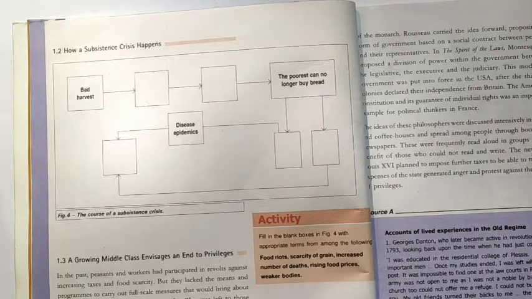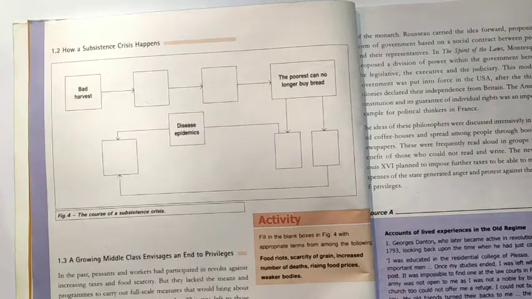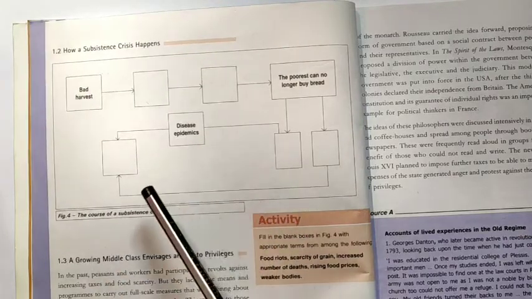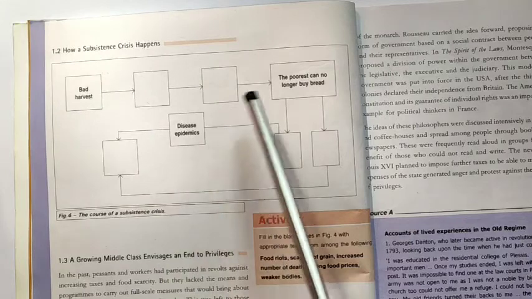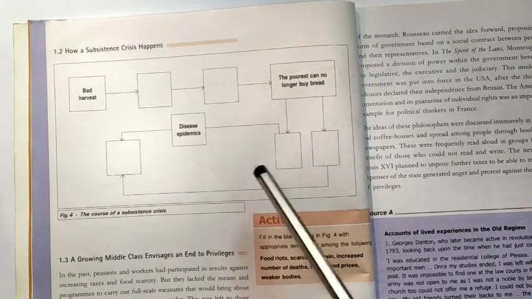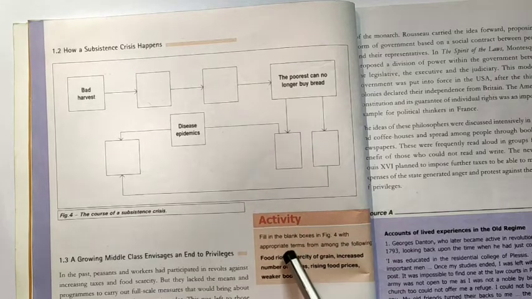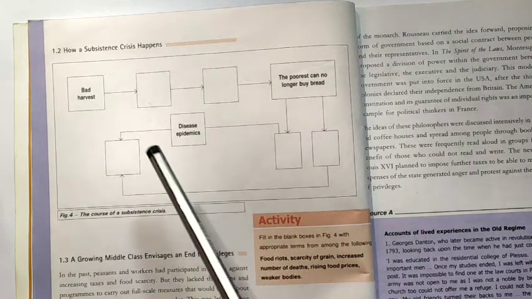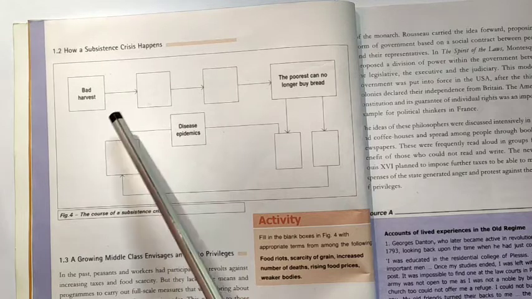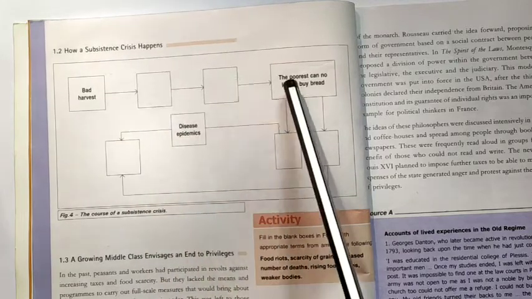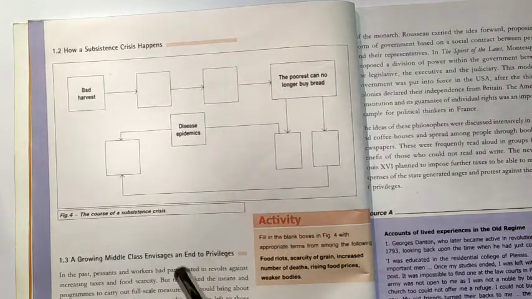Now in figure number 4, there are 8 boxes given, out of which 3 boxes are already filled. You have to fill in the empty boxes, and the options are already given here. These filled boxes will give you an idea what to fill in next, and what should be filled before that. So this will be your homework.